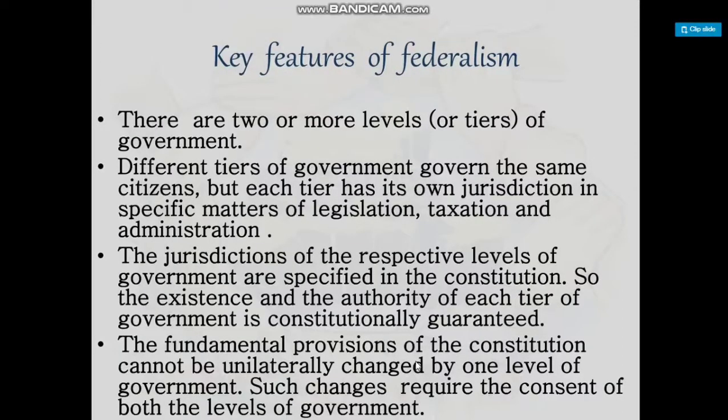Now, what are the key features of federalism? First of all, there are two or more levels or tiers of government. Each tier will have its own head, and it will govern the same citizens, but each level will have its own jurisdiction in specific matters of legislation, taxation, and administration. The jurisdiction of the respective level of the government will be specified in the constitution. So, the existence and the authority of each level of the government will be constitutionally guaranteed. The fundamental provisions of the constitution cannot be unilaterally changed by one level of the government. Such changes will require the consent of both levels of the government.